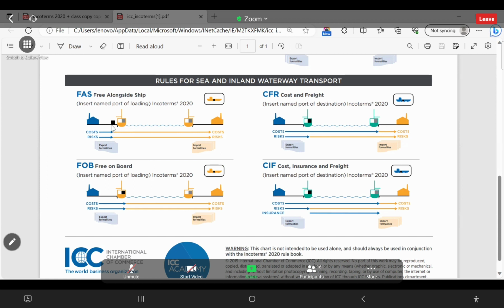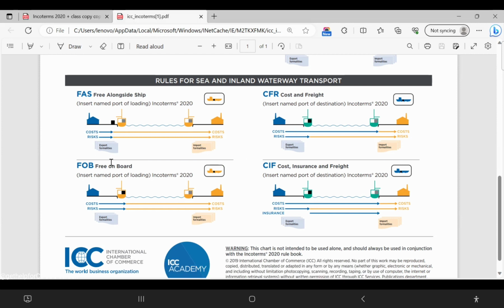Okay. Under CFR, where is the delivery happening? CFR. On board the vessel. CIF, on board the vessel. FOB, on board the vessel. Yes. See, in all the cases, import formalities are by the importer and export formalities by the exporter.